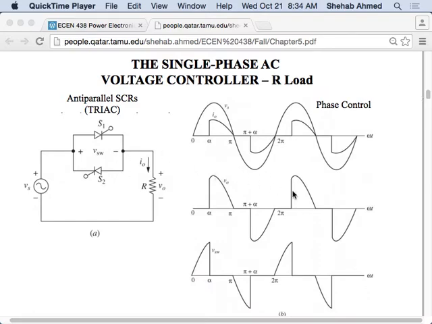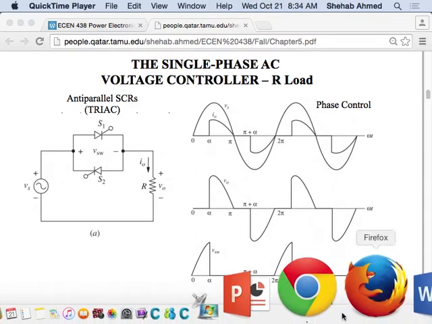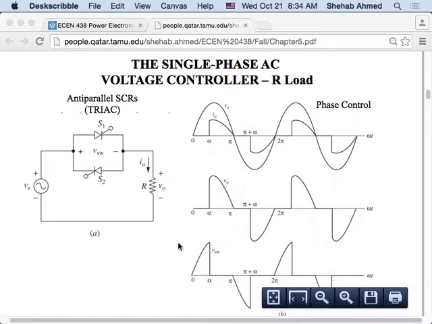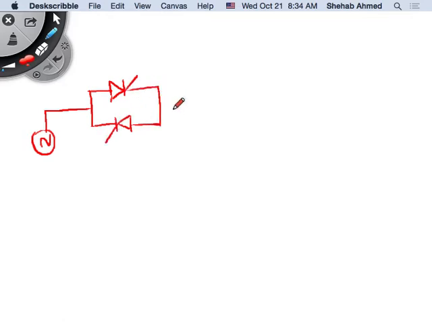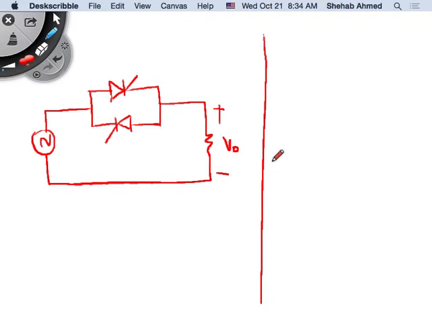Simply speaking, this will be the first type of controller we will discuss. Let's draw the corresponding waveforms. So we have an AC voltage source here, and I will have a thyristor here, and I will have a thyristor looking in the opposite direction, and I will have my resistive load here. So, and this is my output voltage. If this is my input voltage, what does V output look like?